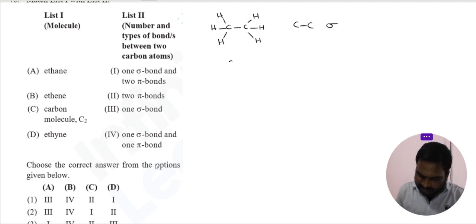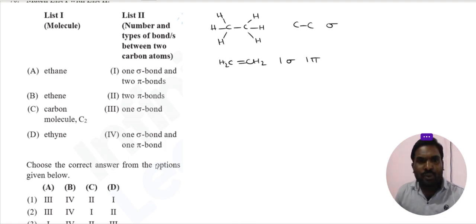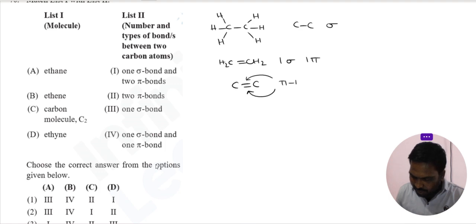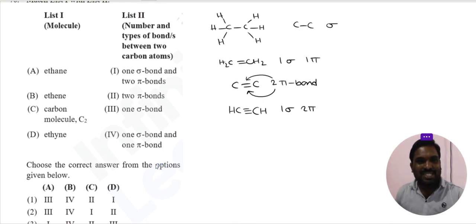Next one, ethene. Ethene, you know, one sigma, one pi in between two carbon atoms. Next one, C2 molecule. The C2 molecule has bond order 2. Here both bonds are pi bonds. Two pi bonds. And ethyne, that is acetylene, has one sigma, two pi bonds. Then which option is the right answer? Option 1 is the right answer.